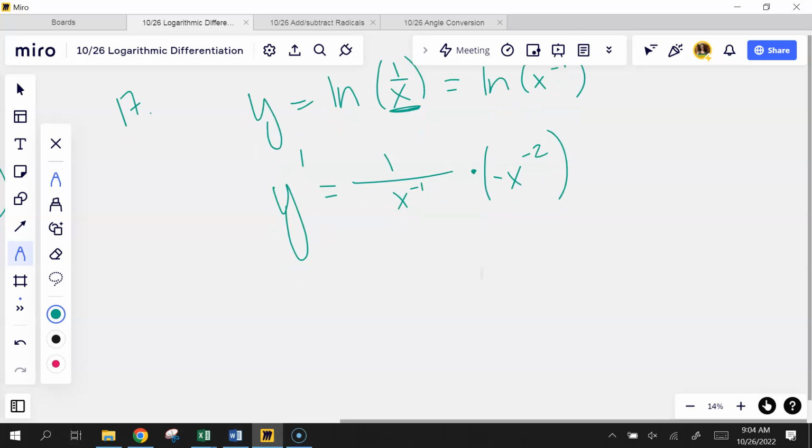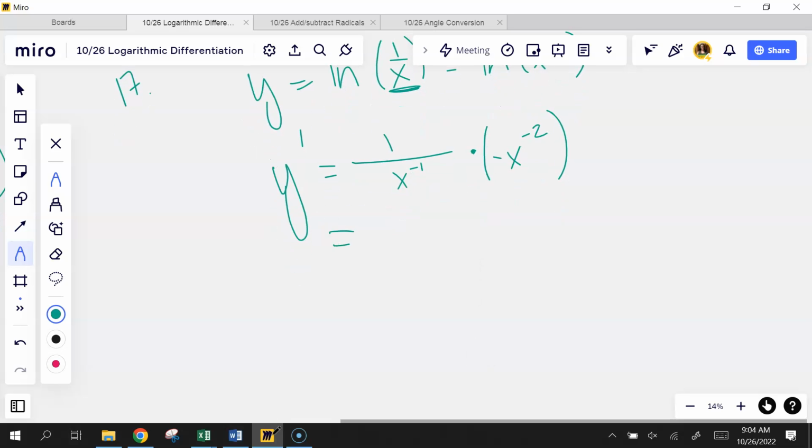Right? And now I just clean it up a little bit. So I've got a negative. This one actually goes to the top. This one goes to the bottom. Might help you see it that way. So this becomes negative 1 over x. Does that make sense?